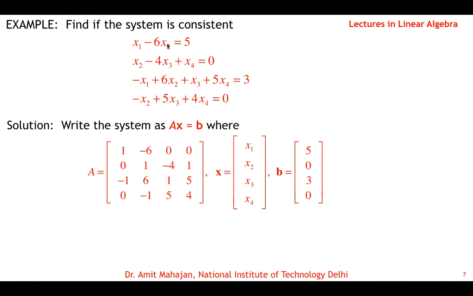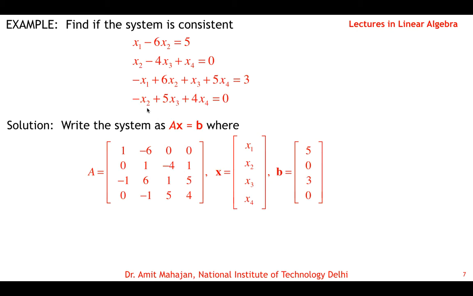So in the first row, the first column is the coefficient of x1, then the coefficient of x2, coefficient of x3, coefficient of x4. So in the first equation the x1 coefficient is 1, the x2 coefficient is -6, and x3, x4 are not there, so these values are 0 here. Similarly from the second equation the x1 coefficient is not there, so that value is 0, and the others are 1, -4, 1. In the third equation all variables are there, so we can easily write the coefficients -1, 6, 1 and 5.